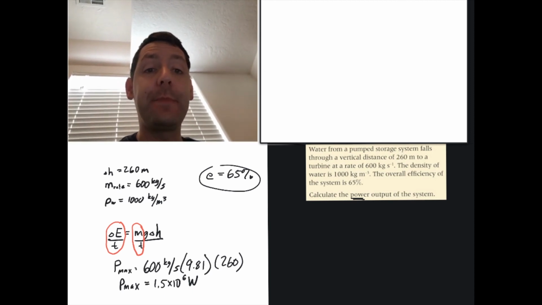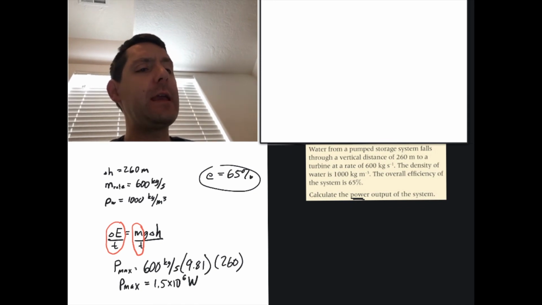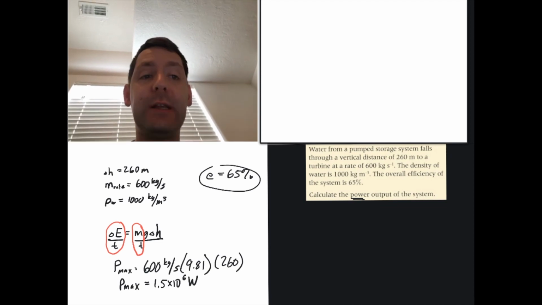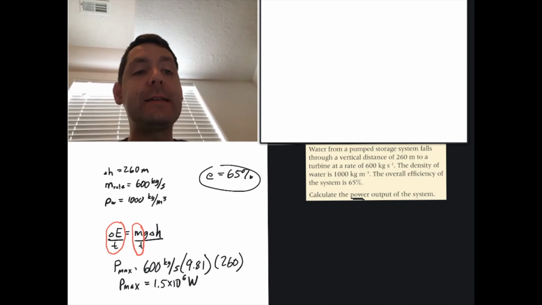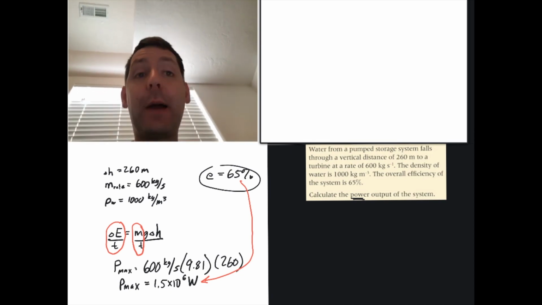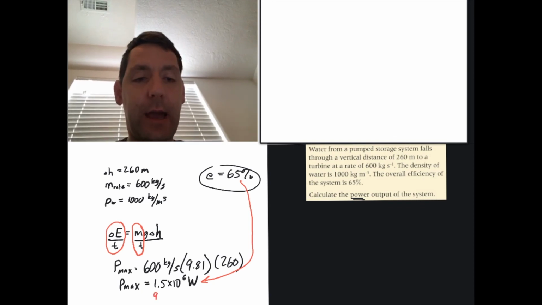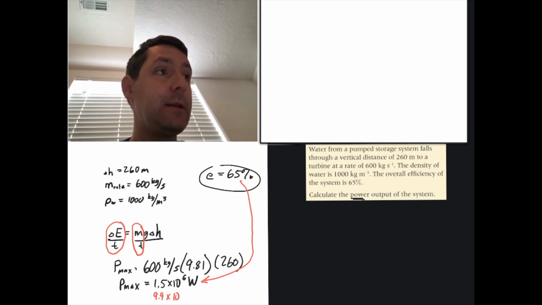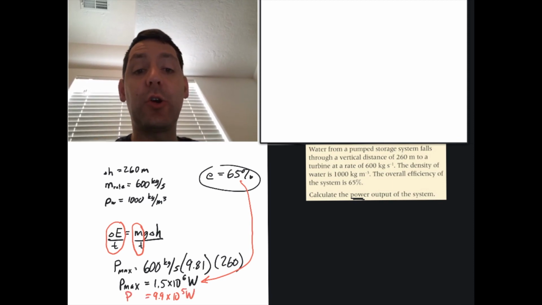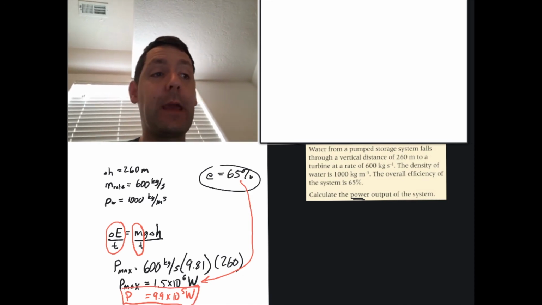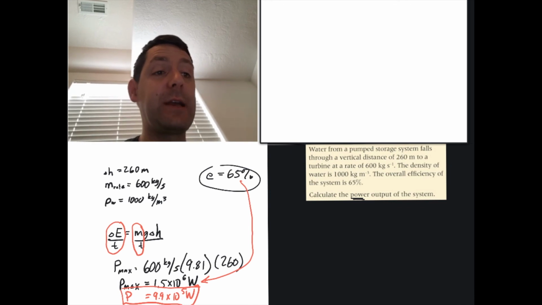water falling down. Okay, the other thing is that we want to look at the total power output, which means we now have to include that 65% down here. So we're going to multiply the ideal power output by the efficiency, and that's going to give us about 9.9 times 10 to the 5th watts, which is going to be our total power output and the answer that we're looking for. Okay, it did give us some extra information there, right?